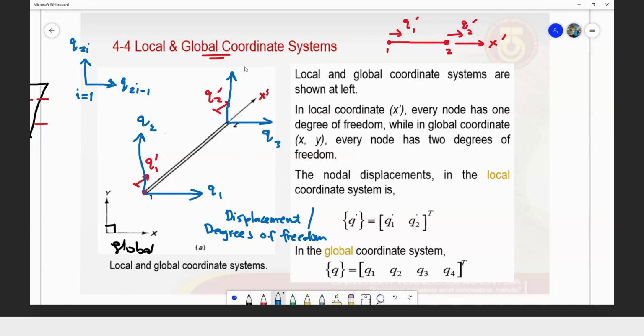Q3 and Q4. So untuk global coordinate system, we have Q1, Q2, Q3, Q4, which refers to the displacement at each nodal point within our truss elements. And then in local coordinate system, kita hanya ada dua je, because we view in X direction, which is we have Q1 prime and Q2 prime.